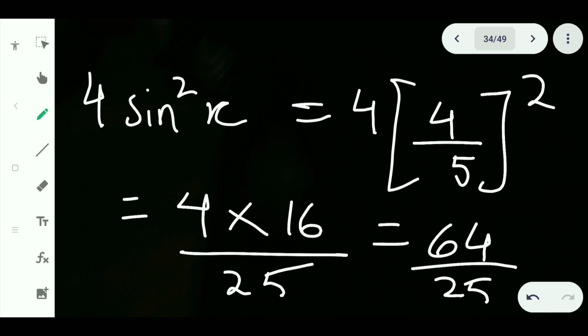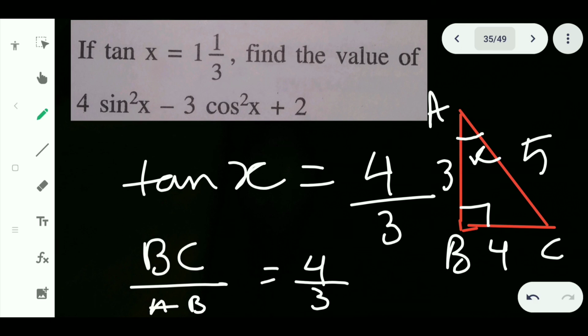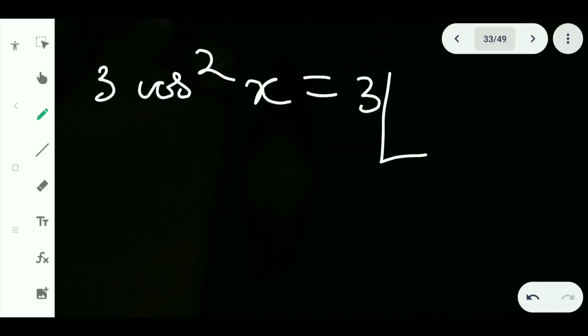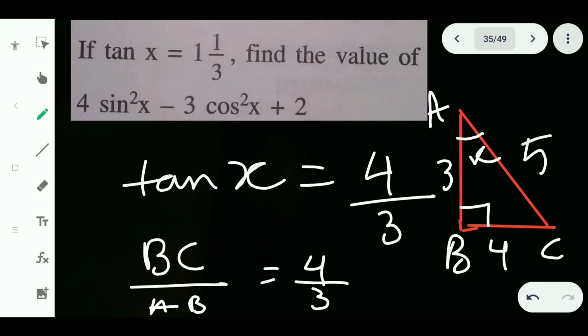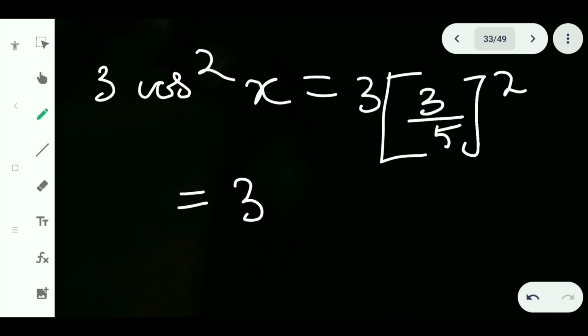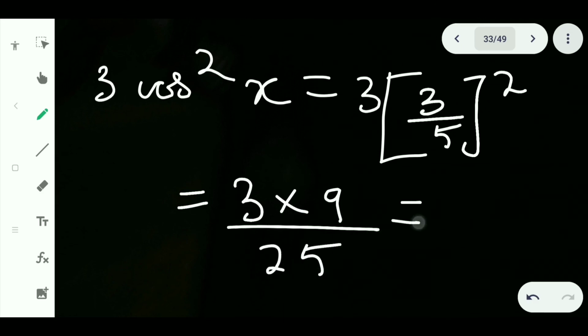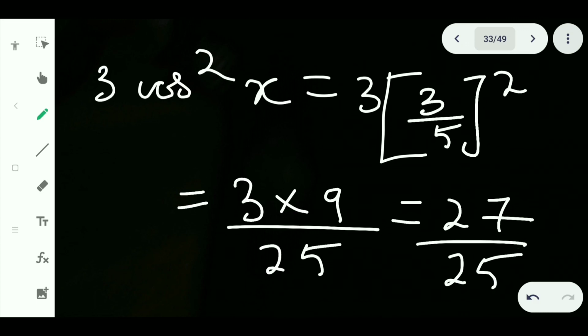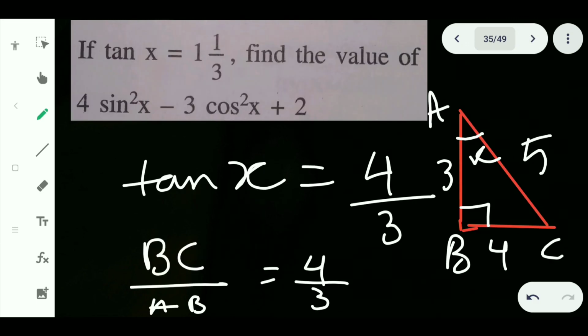The next one is 3 cos square x. 3 cos square x is equal to 3 into, find the cos from the figure, that is nothing but adjacent by hypotenuse, 3 divided by 5. So 3 by 5 whole square is equal to 3 into 9 divided by 25, 27 divided by 25. The next one is plus 2.